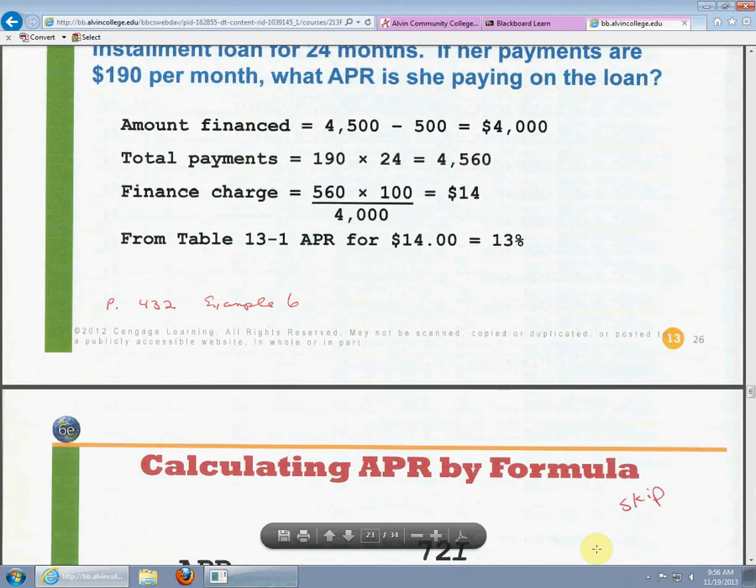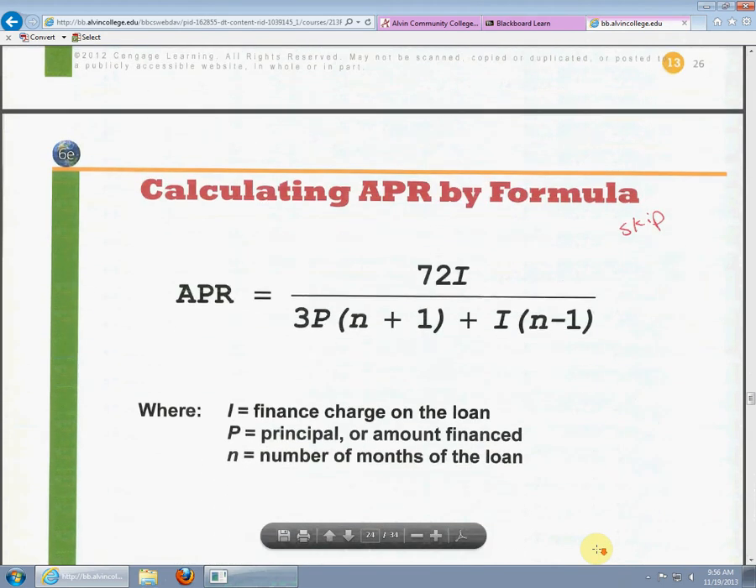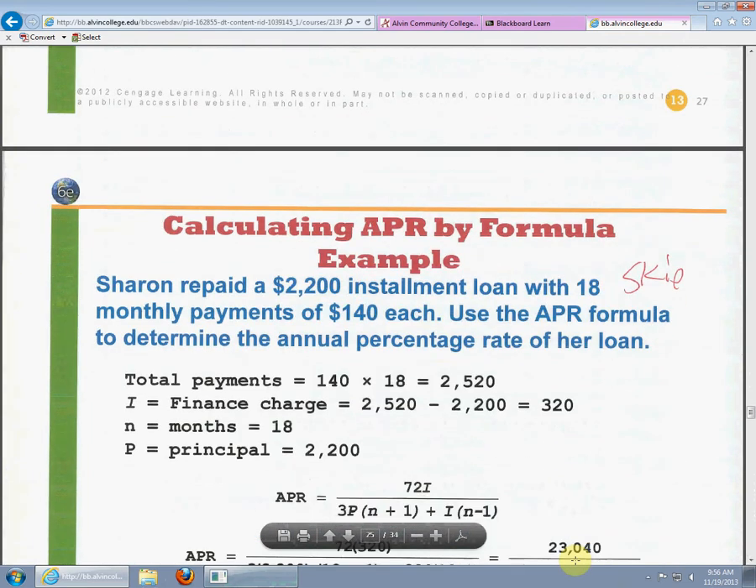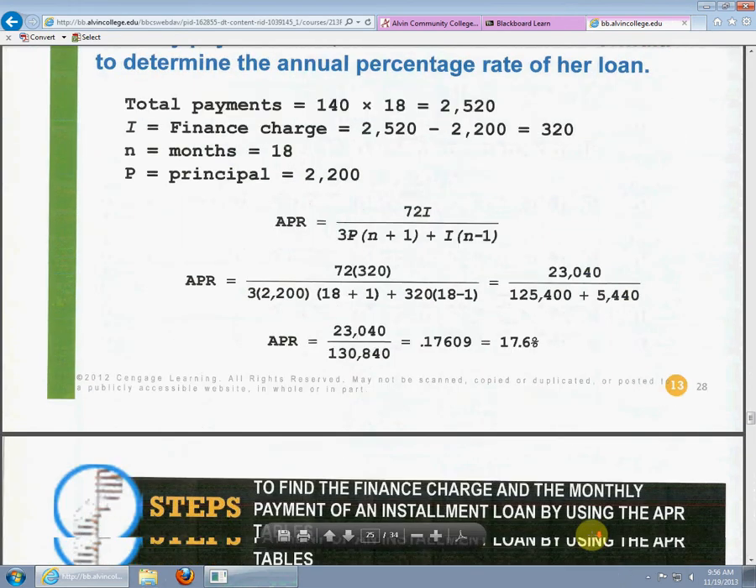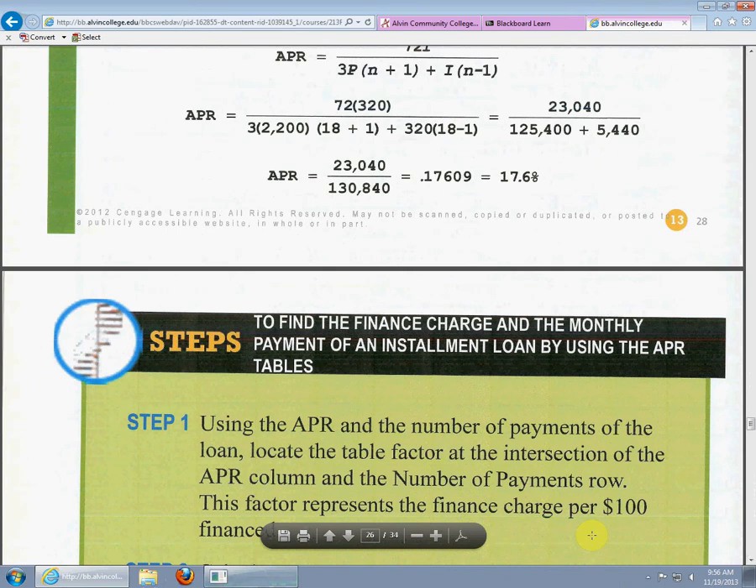We're going to be skipping in your book on the bottom of page 432, calculating the APR by formula. And we're also going to skip the top of page 433, that's using it. So we're going to go to the bottom of page 433, and this is to find the finance charge and the monthly payment of an installment loan by using the APR table. So instead of looking for the APR, we're looking for the monthly payment of the installment loan, not the APR like we just were.